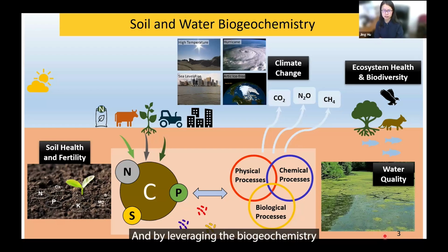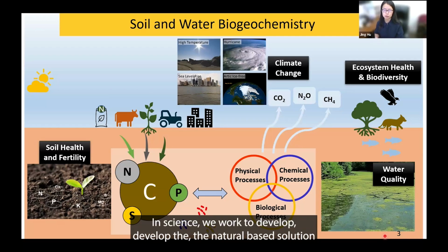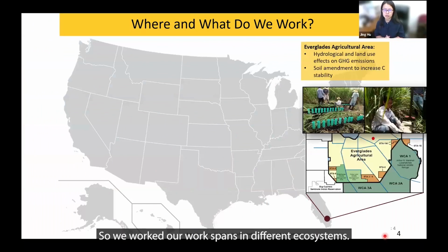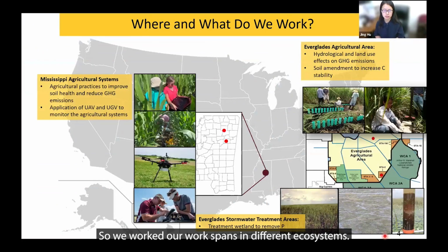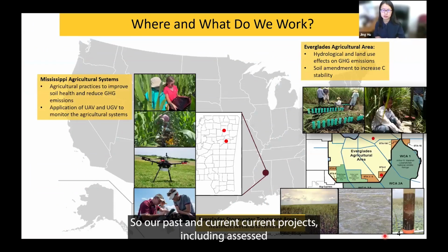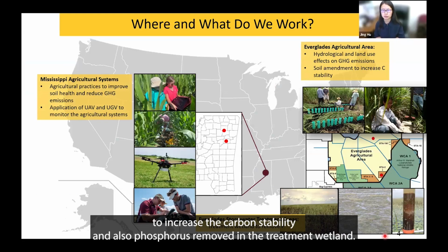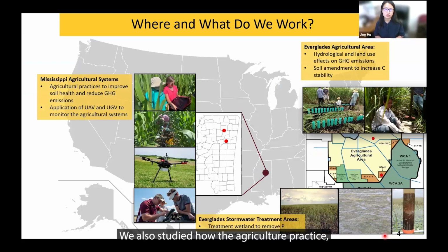By leveraging biogeochemistry insights, we work to develop nature-based solutions to improve water quality as well as mitigate greenhouse gas emission. Our work spans different ecosystems. Our past and current projects include assessing the effects of hydrology and land use on greenhouse gas emission, soil amendments to increase carbon stability, and phosphorus removal in treatment wetlands. We also studied how agricultural practices affect soil health and greenhouse gas emission.